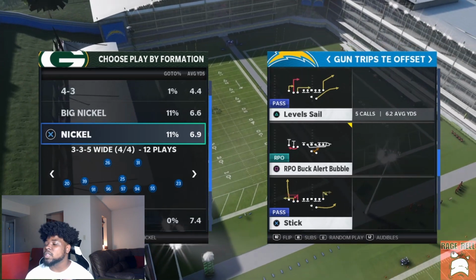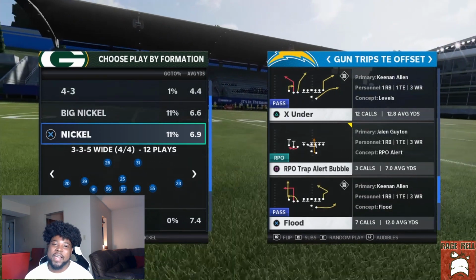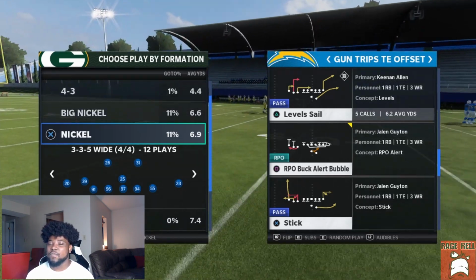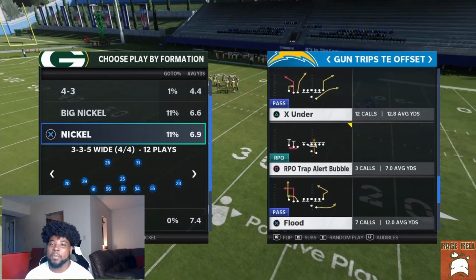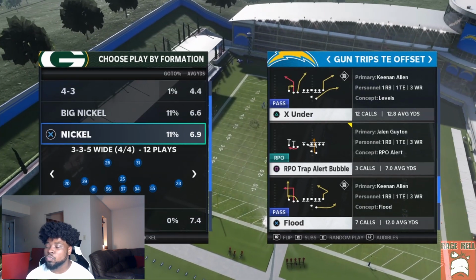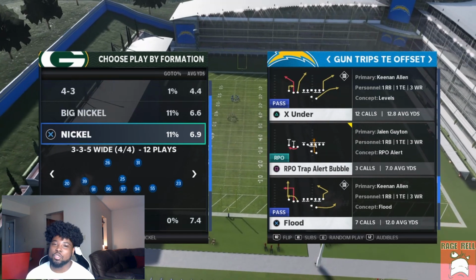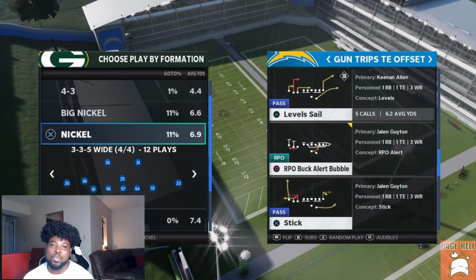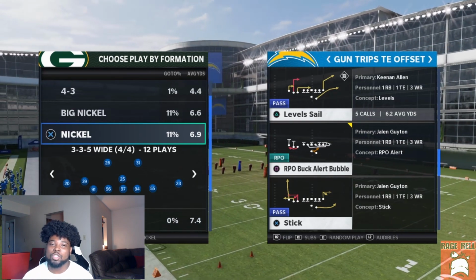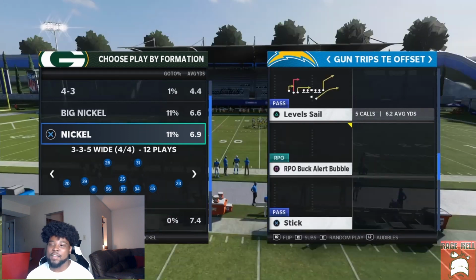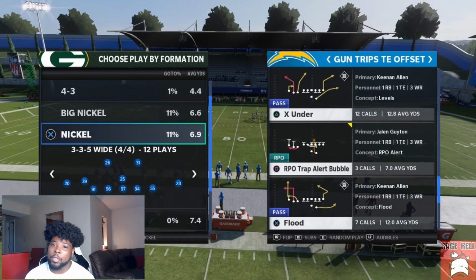The reason I'm showing you these two plays is because I want to show you how you need to incorporate them if you want to have the success that you see other people have out of them. What do I mean by that? I want to show you when you should run the RPO Trap Alert, what defense you should look for, and the same thing with the RPO Buck. I'm going to show you what to look for so you can have the most success out of it, because this play is not good against everything, just like this RPO Trap Alert is not good against everything.